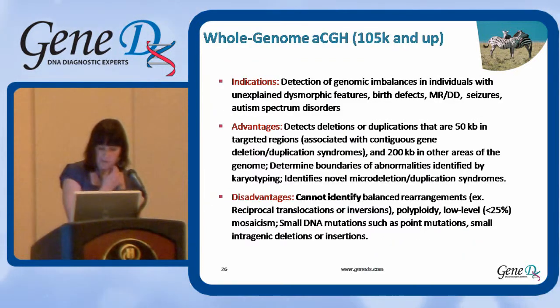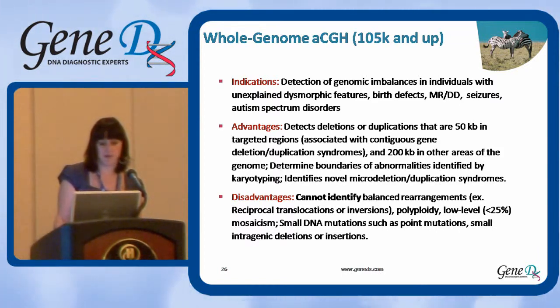At GeneDx, the whole genome application, we identify it as Genome DX, and it's a 105K oligonucleotide probe design. The clinical usage is for detecting genomic imbalances in individuals with unexplained dysmorphic features, birth defects, mental retardation, developmental delay, seizure, and ASD. The advantage of this application is that it can detect deletions or duplications that are 50 kb in targeted regions, those that are associated with known contiguous gene deletion or duplication syndromes, and approximately 200 kb in other areas of the genome.